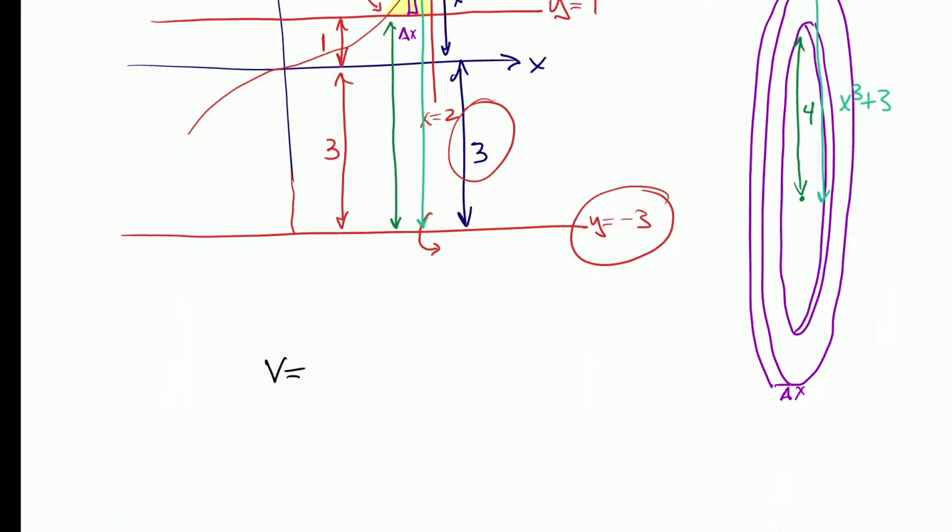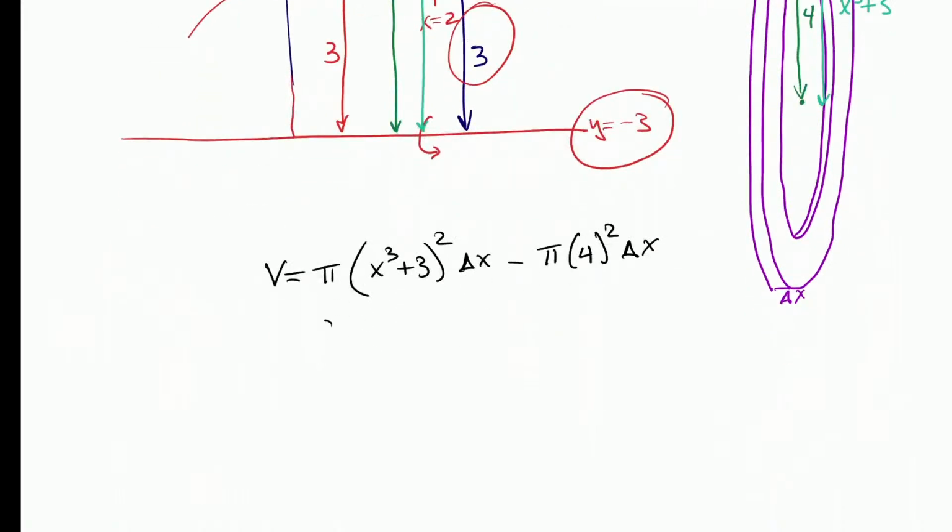So volume is going to be pi times the outer radius squared, delta x, minus pi times the inner radius squared, delta x. And so here we can write this like this, pi times (x cubed plus 3) squared minus pi times 16 dx. Or you could write this as 2 separate integrals, I don't care, but that's the way this is going to look.